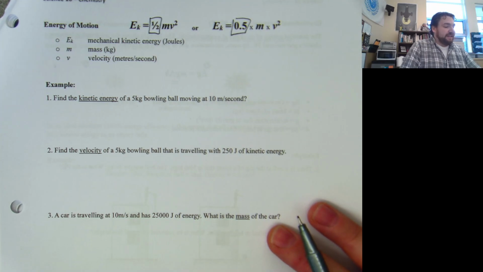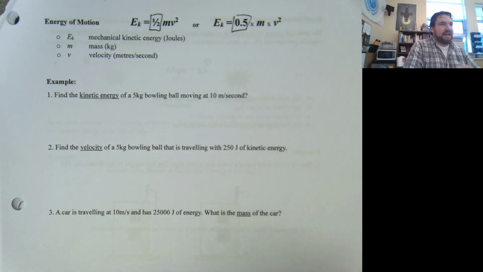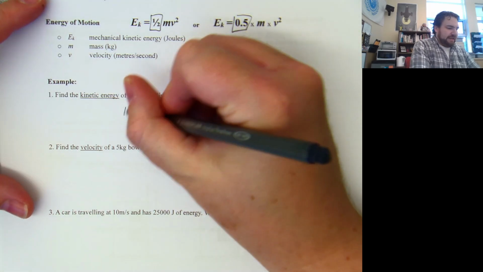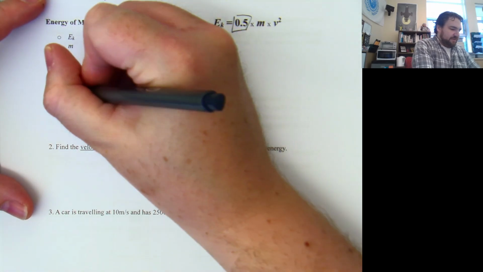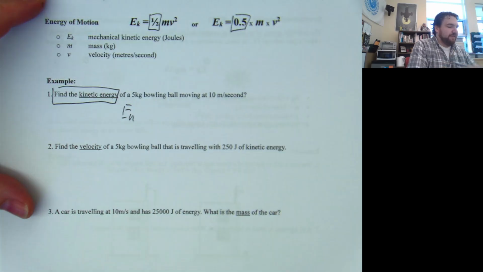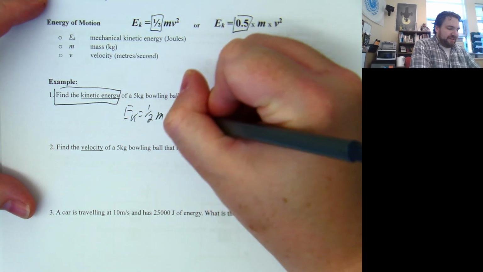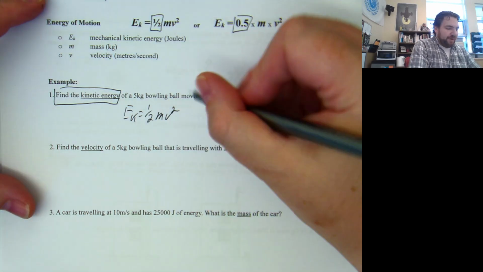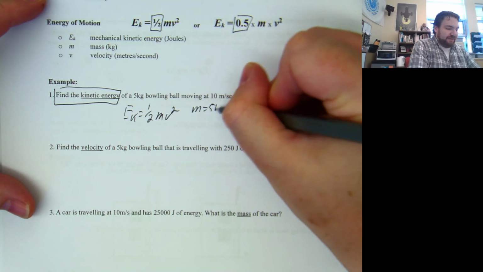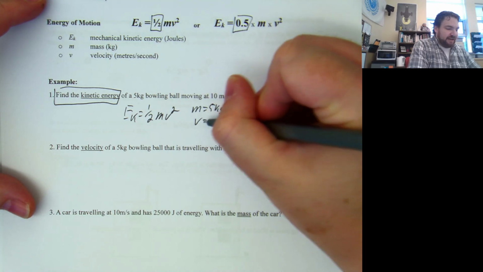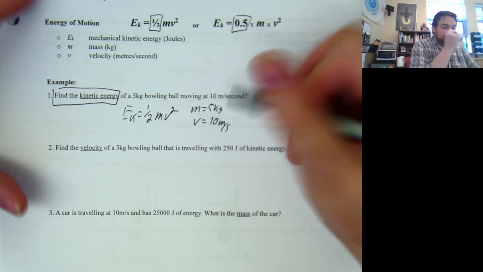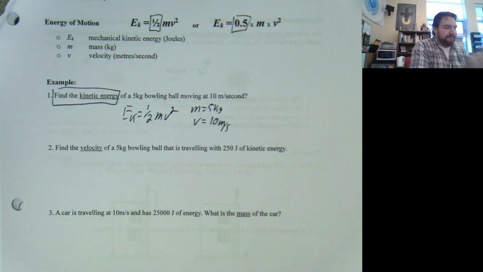So let's solve some of these things. Example, find the kinetic energy. This is exactly what we did yesterday. EK, find the kinetic energy. So let's write out the formula. EK equals 1/2 mv squared. Okay, what do we know? We know the mass of the bowling ball is 5 kilograms, and the velocity of the ball is 10 meters per second. I can just plug this in and away we go.